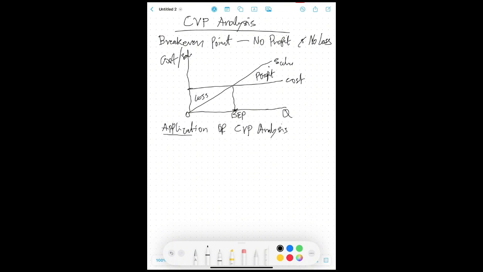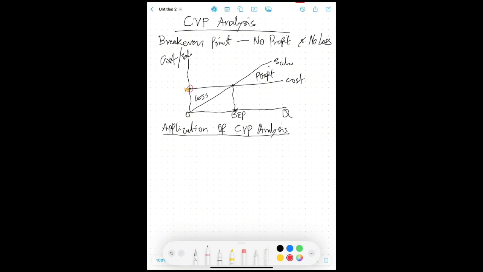What can it be applied to? Also note, to mention also, that on the sales and cost lines, you can see where the cost line starts. It starts from this point. It's not starting from the 0 point, which means that cost can never be zero.